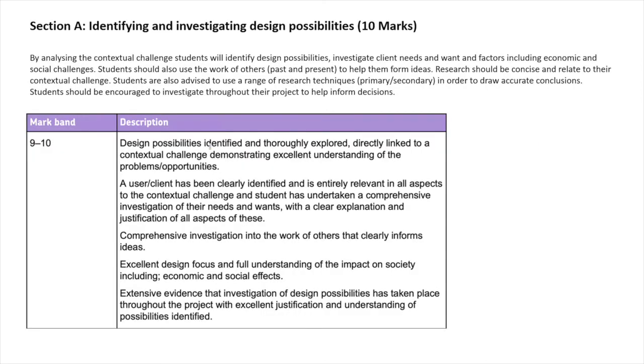So again, just to sum up section A, I've done the design problems and possibilities. I've identified through a mind map what possibilities there are. I've identified clearly my user and client, depending on which one it is. I've explained their needs and wants, and I've justified these. I've then gone on and comprehensively investigated the work of others. The last thing I need to do is these 2 sections at the bottom.